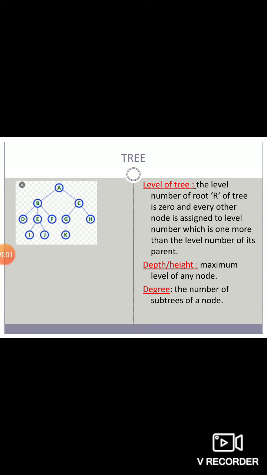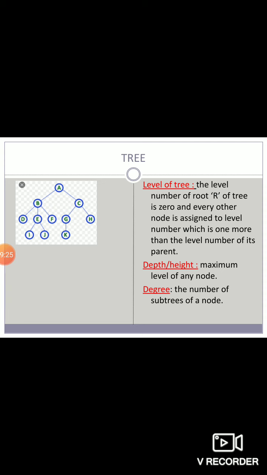Number of children of any node, that is called the degree of a node. Here the word degree relates to two things. One, degree of a node, which means the number of children of that node, and degree of a tree, which means the maximum degree of any node.